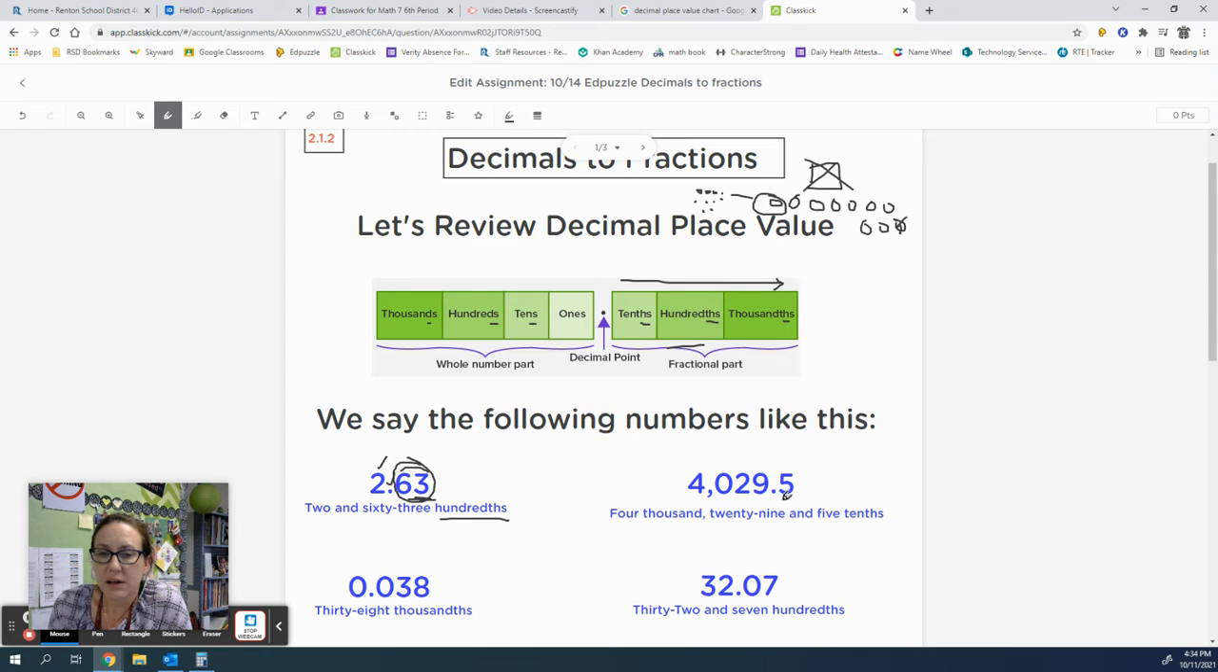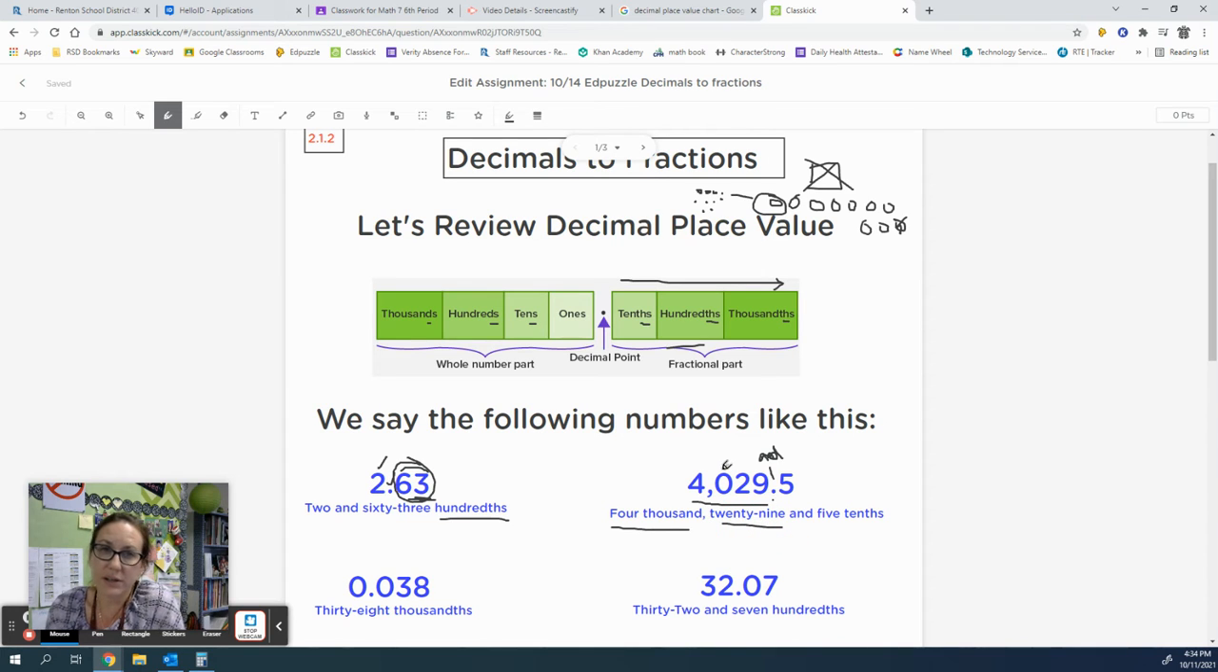Okay, this one, I'm noticing there's a decimal here that always is said with the word and. Oh, that looks messy. That's okay. And the 5 here is in the tenths. So we're going to say this is 5/10. But let's look at this part here. So this all goes all the way into the thousands place. So 4,029 and 5/10.